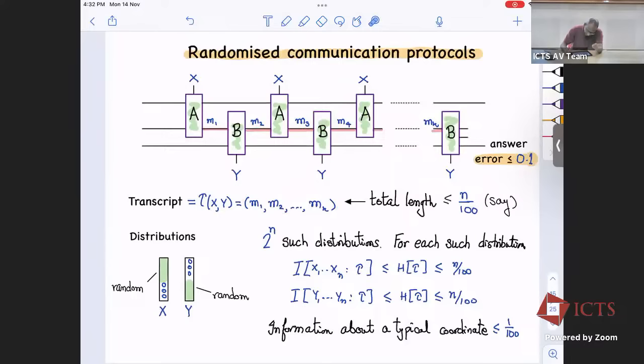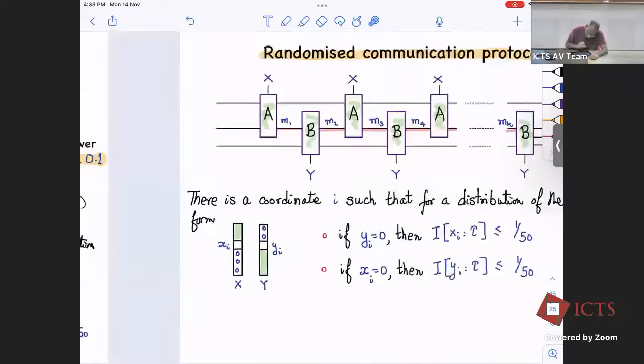And it turns out that we can give Alice and Bob various distributions of inputs. And since we will measure how much information about the input of Alice is this transcript sending, how much information does the transcript contain about Alice's input? And suppose this total communication was very short, n over 100. Then it will turn out that there is a particular coordinate which they are both neglecting. Okay, so let me just explain this.